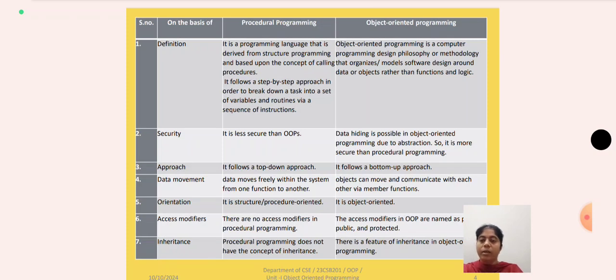And regarding security, compared to OOPS, procedural language is less secure, and for object oriented programming we have a data hiding process by using abstraction, so it is more secure than procedural programming.